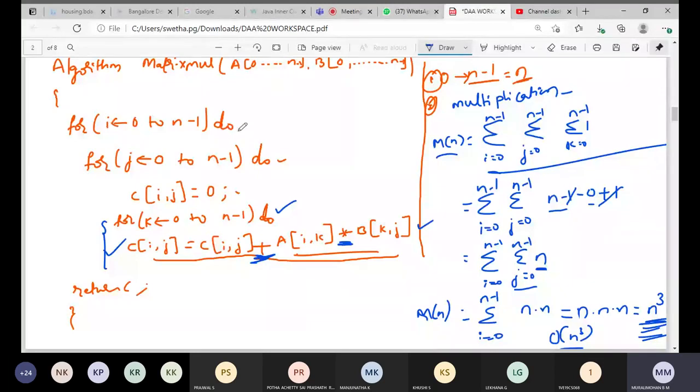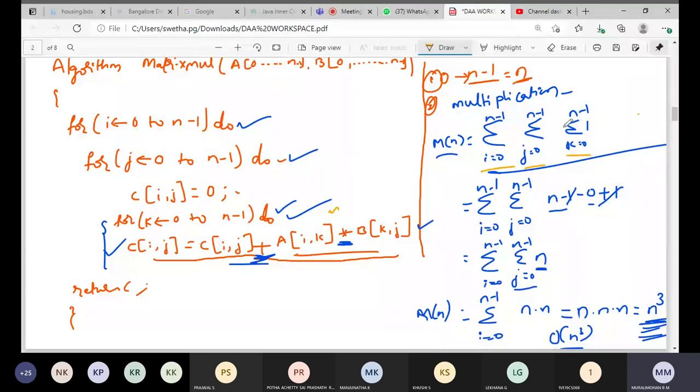See, we have one i loop, one j loop, and one k loop, right? So this is the basic operation. For each i, j, k, this will be executed. It is the most number of times executed statement, so we will consider this as the basic operation. For the k loop it goes from 0 to n minus 1, and this entire thing will be executed again for the j loop, and again for the i loop.